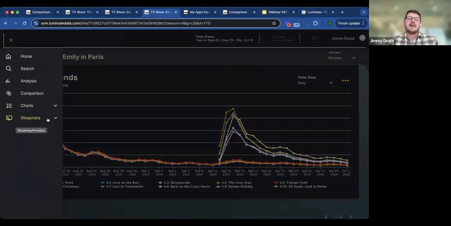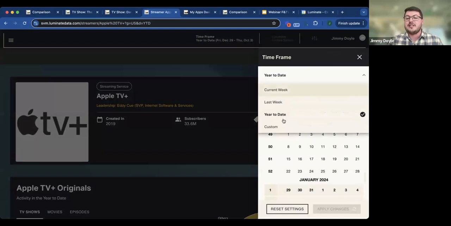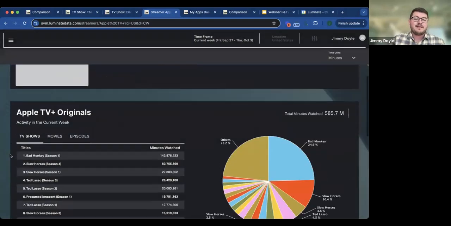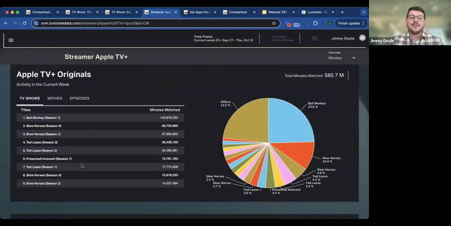We can also look at a bigger view at a specific streamer within our platform. So if I wanted to go maybe to Apple TV, we can actually understand how are their titles doing. So similarly, I can update the time frame here. So if I wanted to just see what's this week's chart just for Apple, I can pull that up. I can see Bad Monkey's been doing really well for them. So is Slow Horses. And we can see what that chart looks like. Something that I think is always amazing is that Ted Lasso season 1 is somewhere in the top 10 of Apple's chart all the time.